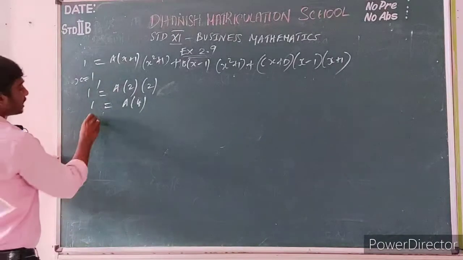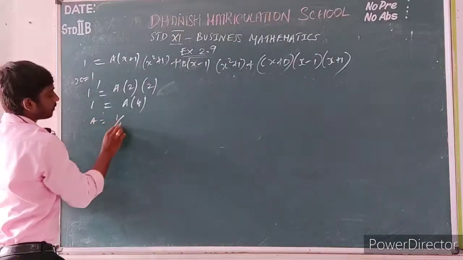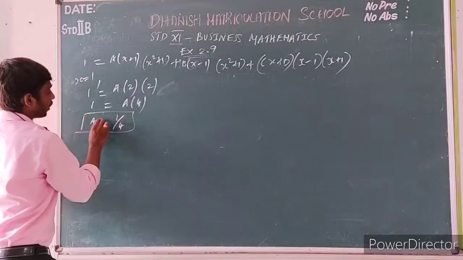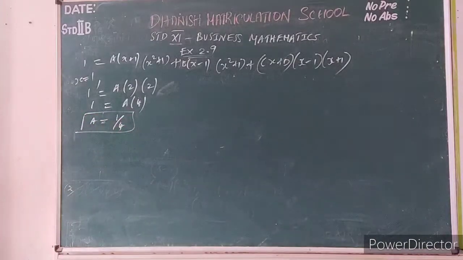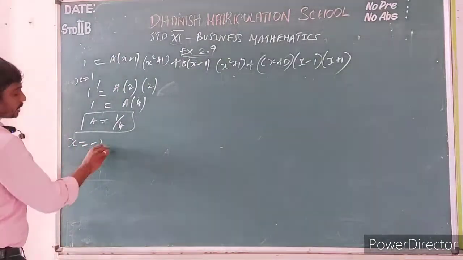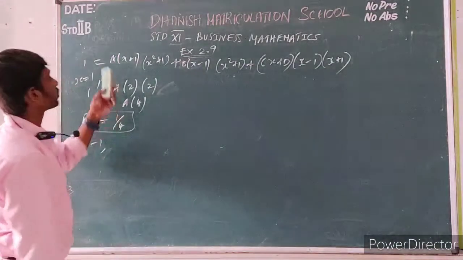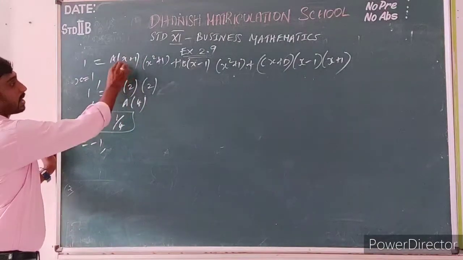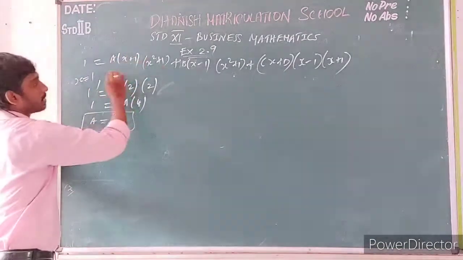So getting a is equal to 1 divided by 4, that is the value for a. Then we are going to substitute. Now I am going to substitute x is equal to minus 1 here. In this equation, substituting minus 1 means the a term will be cancelled, because minus 1 plus 1 will be totally 0.